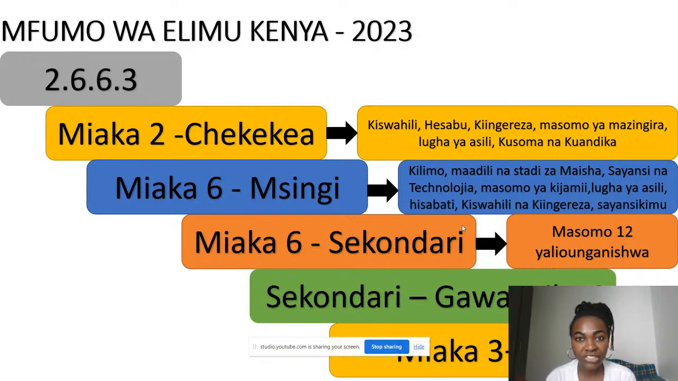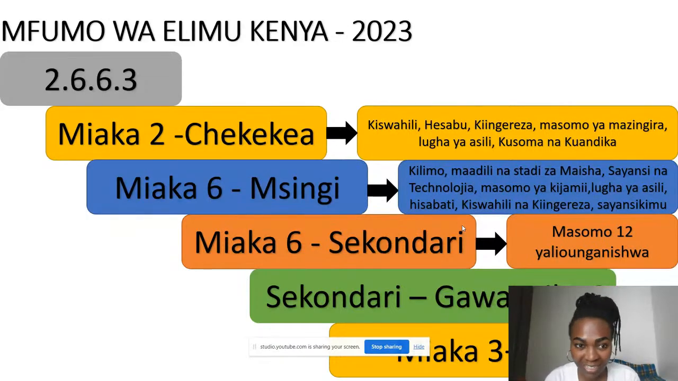This simply means in English, Kiswahili na Uswahili, hesabu, mathematics, Kiingereza, English, masomo ya mazingira, environmental studies, lugha ya asili, indigenous language. This is Kikuyu, Kisii, Kiluya, Kiluo, and all those indigenous languages that are found in Kenya. We have about roughly 43, or even beyond, I guess. Kusoma na kuandika, this simply means literacy. And so kids are being taught how to read and write. Literacy.